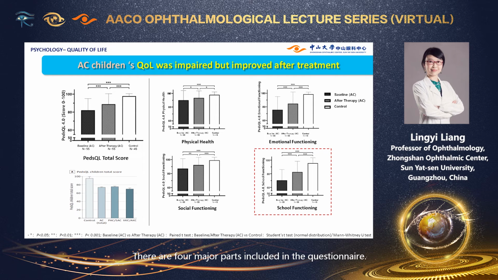There are 4 major parts included in the questionnaire. Among them, school functioning was the most significantly impaired. Besides that, physical health, emotional functioning, and social functioning of the children were also significantly reduced to some extent. Fortunately, after anti-allergic treatment, the quality of life can be significantly improved.